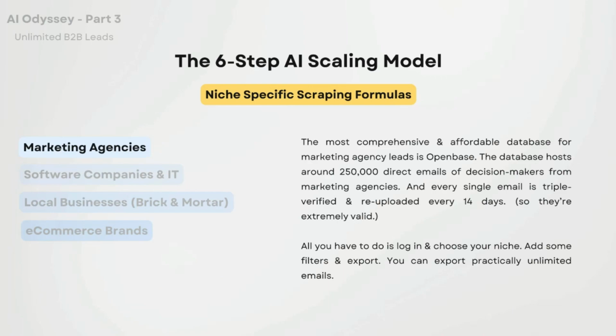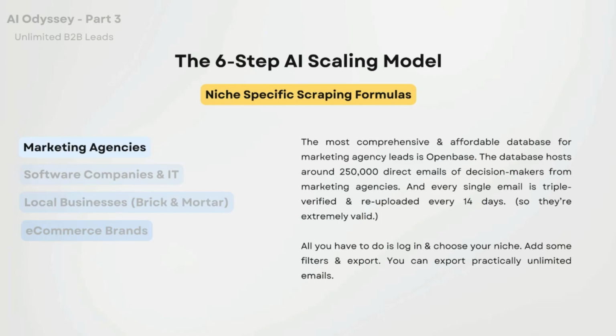So for marketing agencies, we've obviously got the most comprehensive and affordable database for marketing agencies over at Response AI. Basically, the database hosts like 250,000 direct emails of decision makers from agencies. And every single email is verified and then re-uploaded every 14 days. So they're extremely valid. The best part is that you can export unlimited data, so even if there's, say, 300 out of 10,000 that are invalid because they've quit since the last 14 days, that's okay. You can just go back in and scrape more.